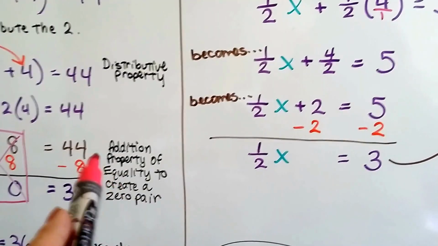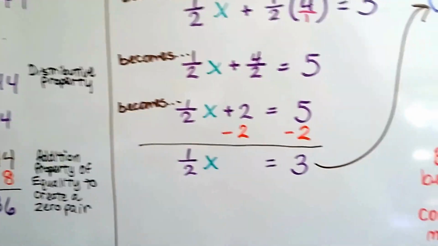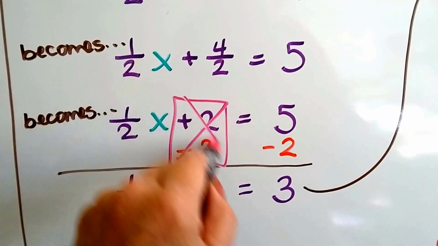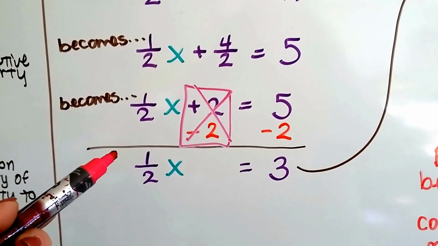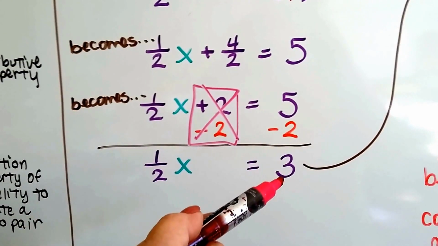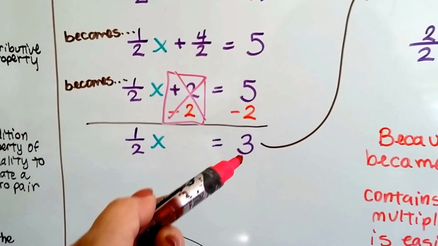Now we can do that addition property of equality to create a 0 pair. And we do. Plus 2 minus 2 creates our zero pair, and we end up with just half x equals 3 because 5 take away 2 is 3. All right, so now we have half x equals 3.